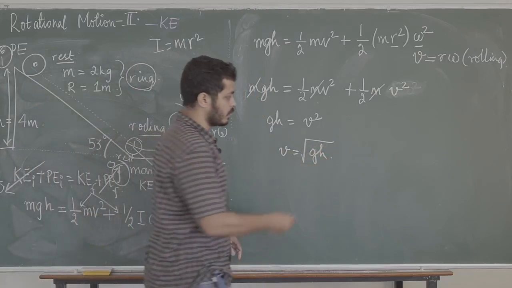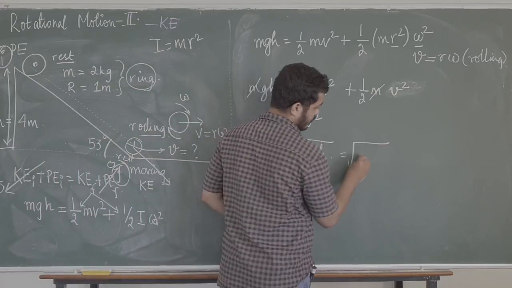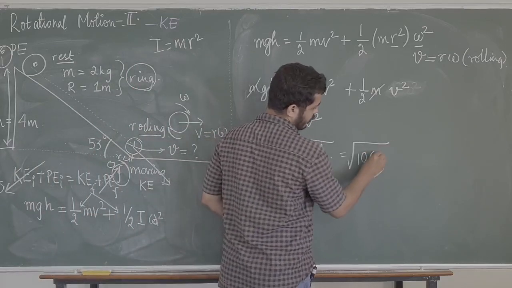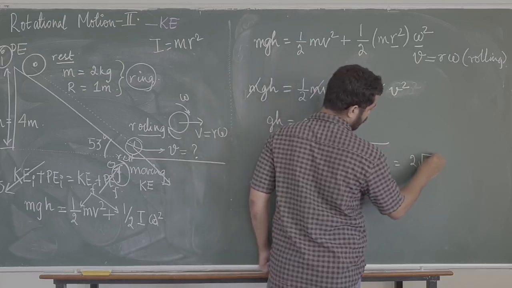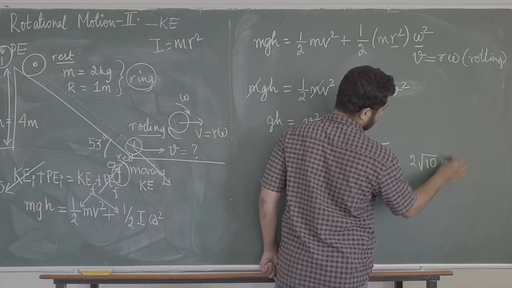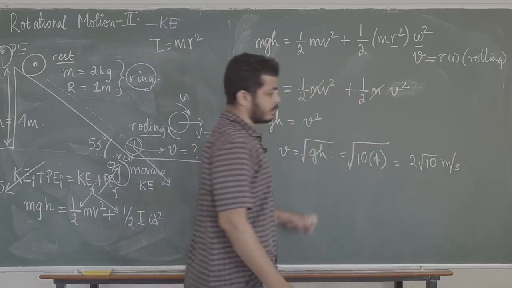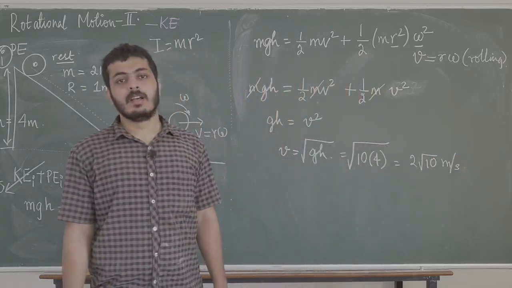So what is the value of g? The value of g is 10. You put the value of 10, h is equal to 4, put 4. So you will have this is equal to 2 root 10 meters per second. This is how you solve a problem.